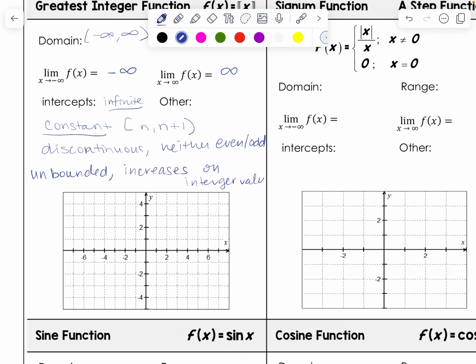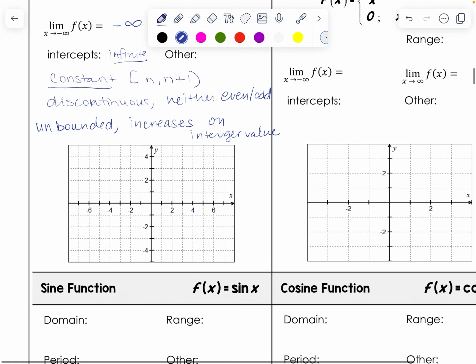Okay, so this is a rounding function. So everything rounds down to the nearest integer. So for example, if x is 0, it's going to round to 0. If x is 0.9, it's also going to round to 0. So we have an open hole on 1. So it looks like this. It looks like this is an open hole. It looks like a step function.